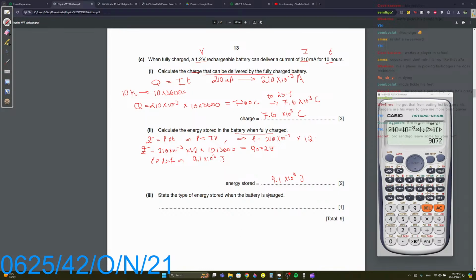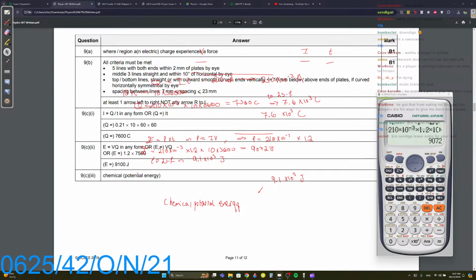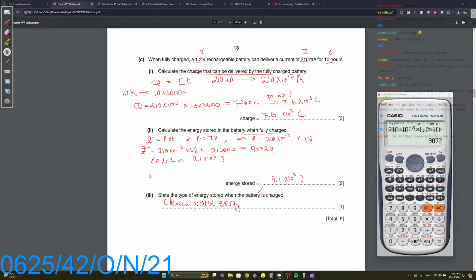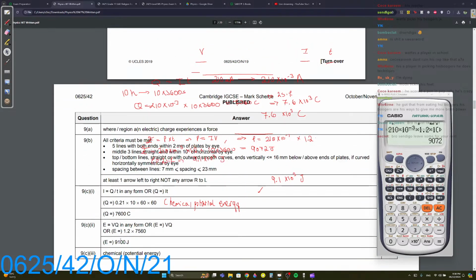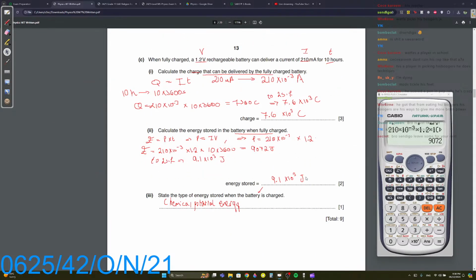State the type of energy stored when the battery is charged. The battery stores energy in the form of chemical potential, or is it just chemical energy? I think it's chemical potential energy. Let me make sure of this. Yeah, chemical potential. You can put chemical or chemical potential energy. And here they put 9,100, which is 9.1 times 10 to the power of 3.